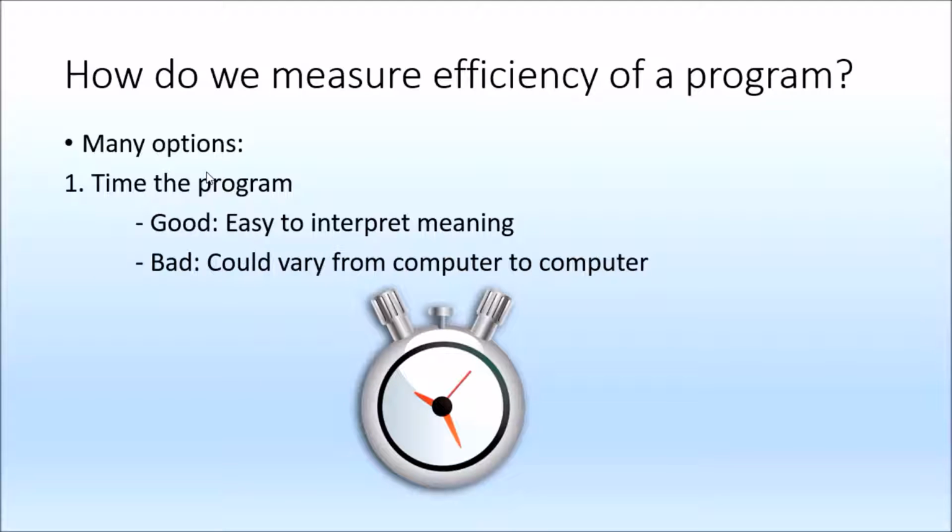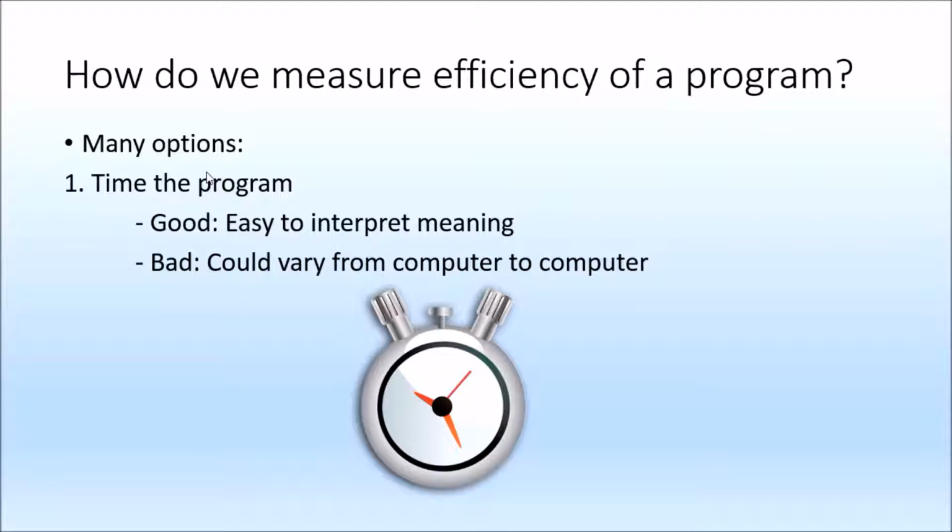And it's good because it's easy to interpret the meaning, because obviously if one program takes 100 seconds to run versus another program taking 1 second to run, the 1 second program is much more efficient. So it's easy to interpret. But the bad thing is that this could vary from computer to computer.